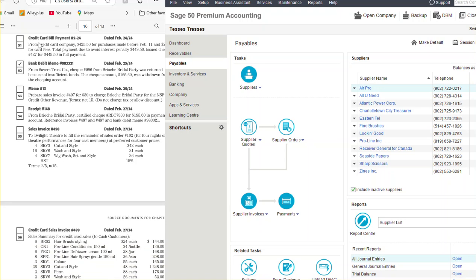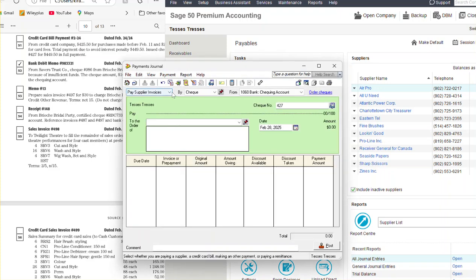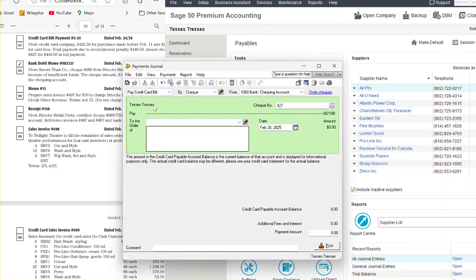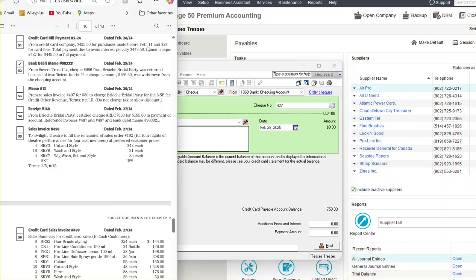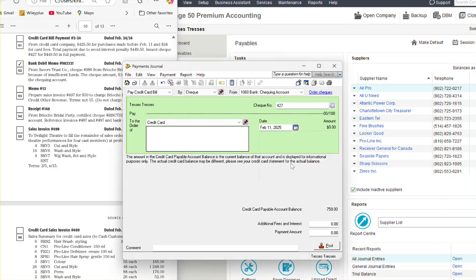So we received a credit card bill and we made a payment. When you do that, of course, we're making a payment. You go to the payables, make a payment, and you are paying for a credit card bill. In this case, it'll be credit card, and the check number is 427. The amount that we are making balance was that. So our balance was on before, before 11th, so I have to do 11th.